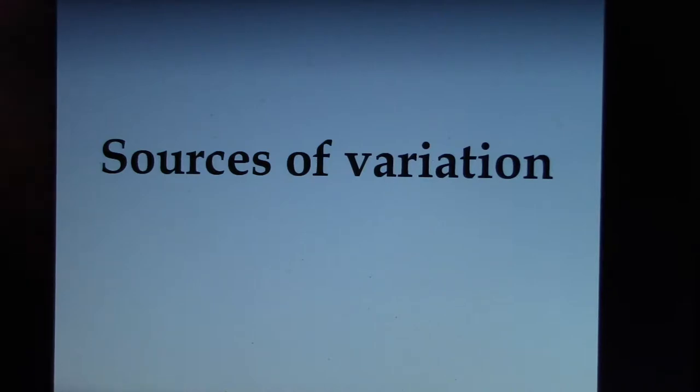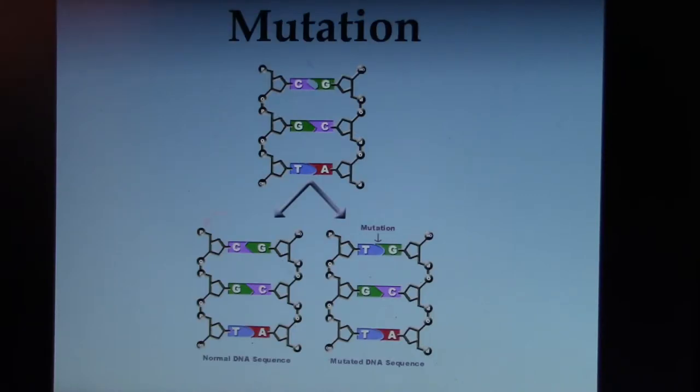So we can look real quickly at sources of variation. Remember, factors that are necessary for natural selection: there has to be variation in those genetic characters. So in other words, there have to be multiple alleles. Where do they come from? Mutation. We talked about this.